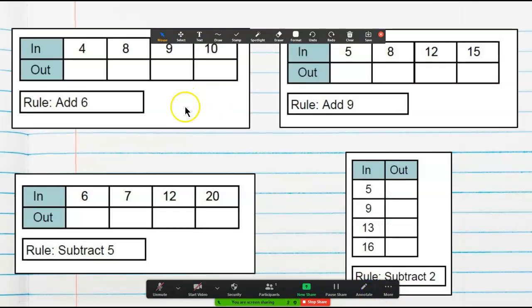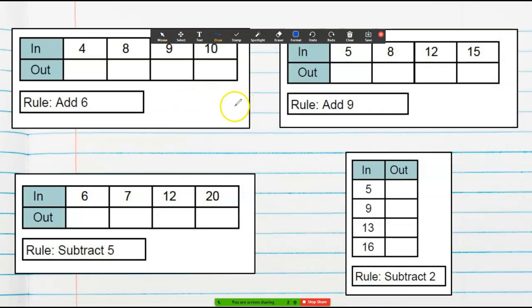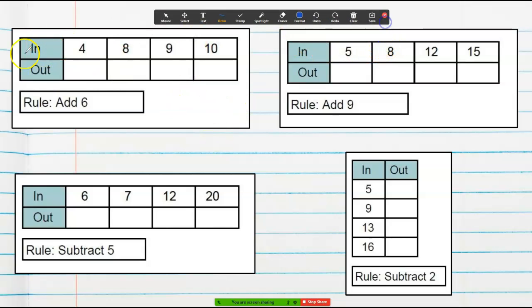We're going to start with table relationships and some in and out boxes. The way an in and out box works is you have a set of numbers. When you have a table like this, there's a rule to that table. So you have the in box and you have the out box. Basically the rule is the rule for changing the in number to an out number.